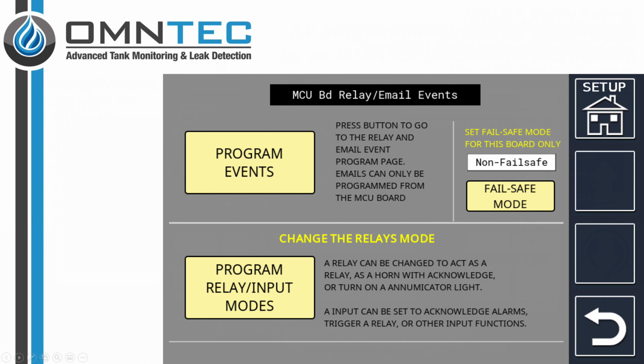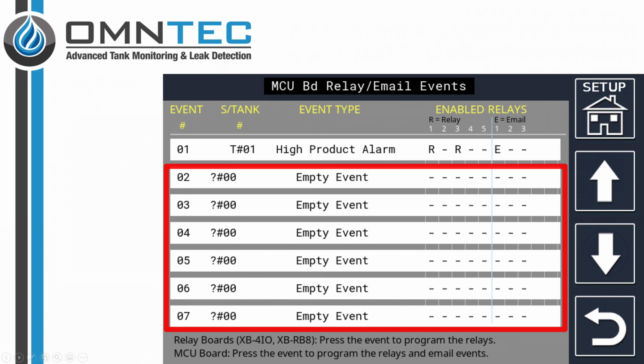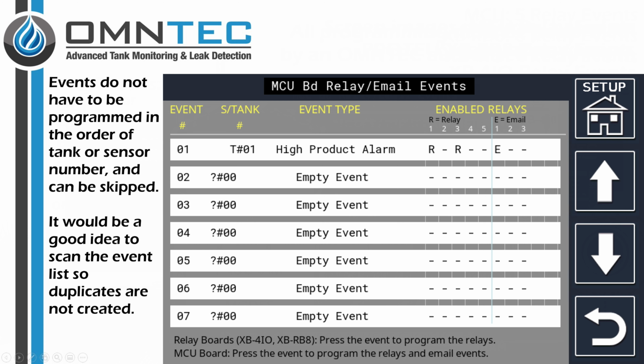Press the Program Events button to access the currently programmed events and/or the empty events list. This quick tip video will focus on programming an empty event. Once programmed, editing an event may only require minor changes. Events do not have to be programmed in the order of a tank or sensor number and can be skipped, so it would be a good idea to skim the event list so duplicates are not created.